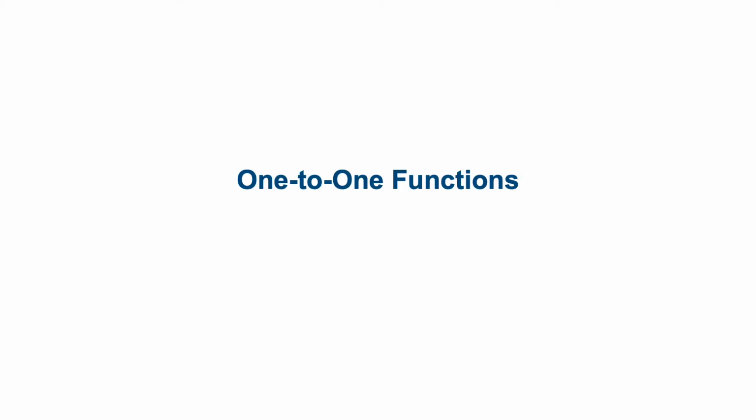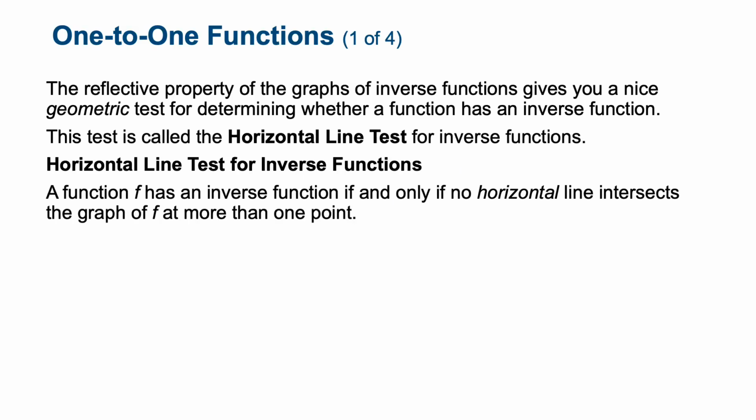Okay, so now let's talk about one-to-one functions. The reflective property of the graph of inverse functions is a nice way to see graphically whether a function has an inverse function. There is a test: a horizontal line test for inverse functions. So that's kind of cool. You can say a function has an inverse function if and only if no horizontal line intersects the graph of f at more than one point.